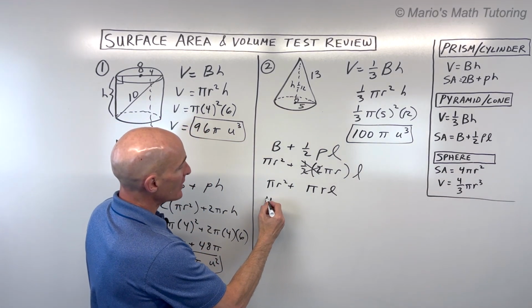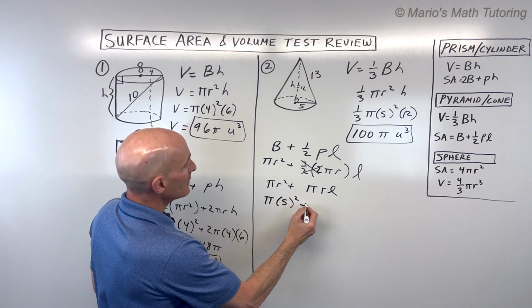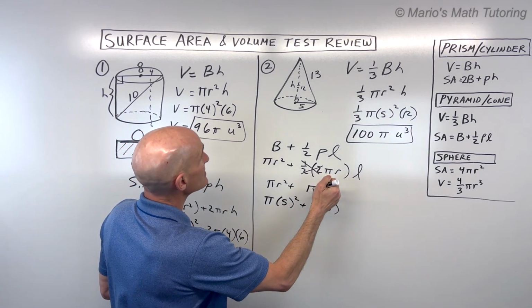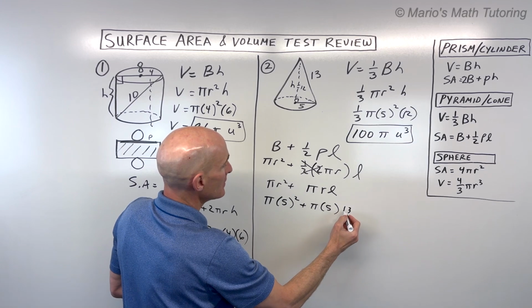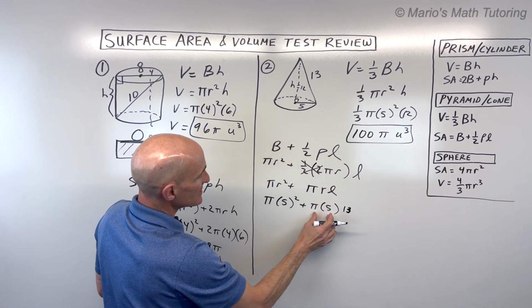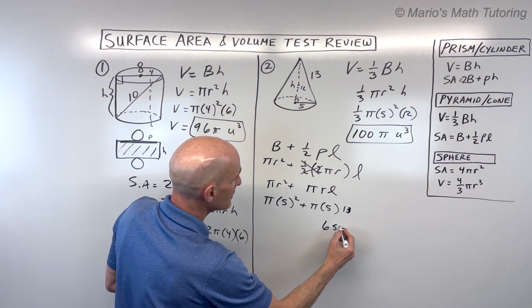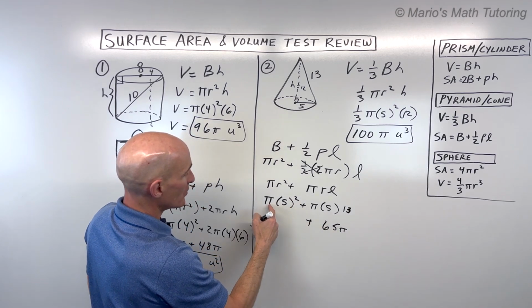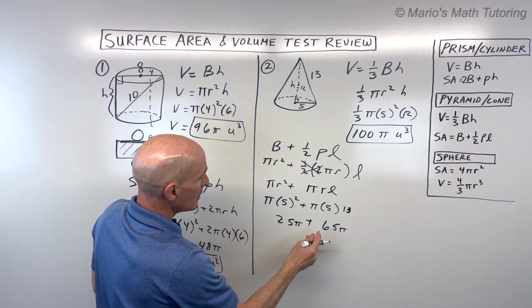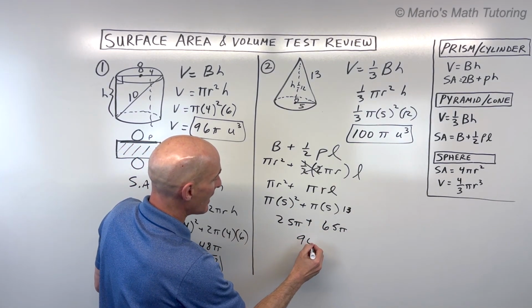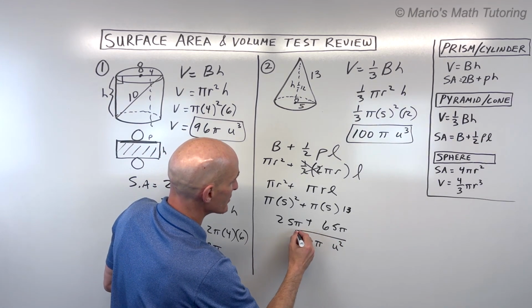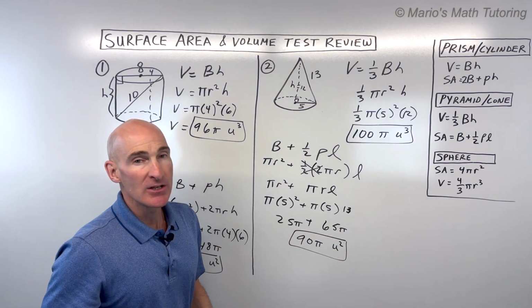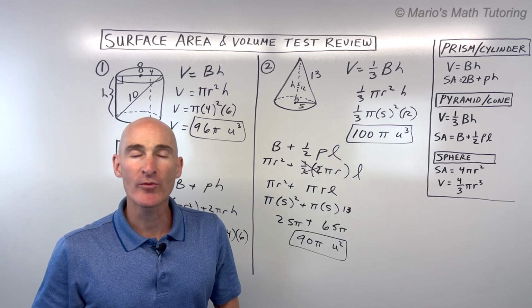So in this case, the radius we have is 5, and the leaning height or the slant height here is 13. So if we go ahead and simplify, this gives us 65 pi plus 5 squared is 25 pi. That comes out to 90 pi units squared, since area is square units. So let me erase the whiteboard. Let's do the next group of problems.